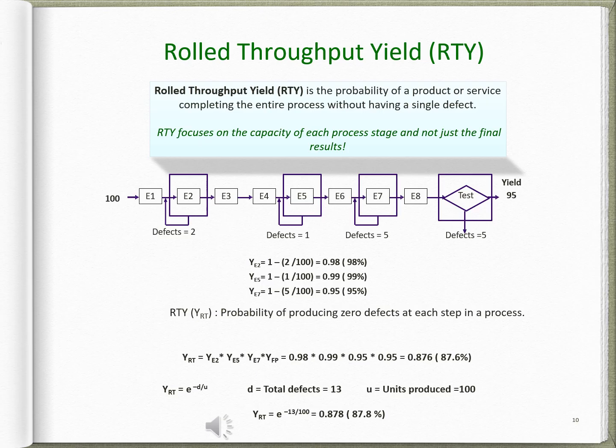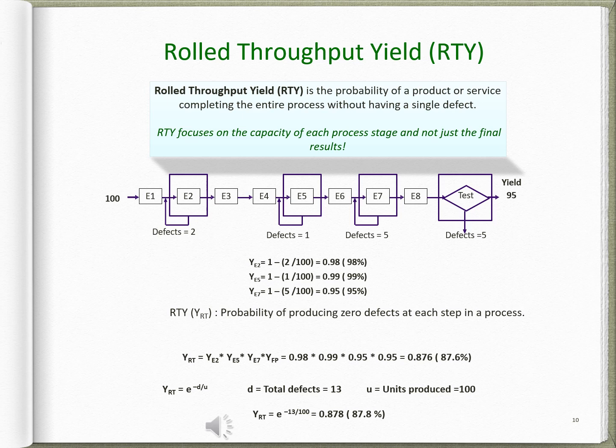And the yield of the test at the end of the process is 0.95. The rest of the steps had no defects. Thus, its yield is 1 or 100%. The rolled throughput yield is obtained by multiplying the yields of the steps. In this case, this gives us 0.876 or 87.6%.